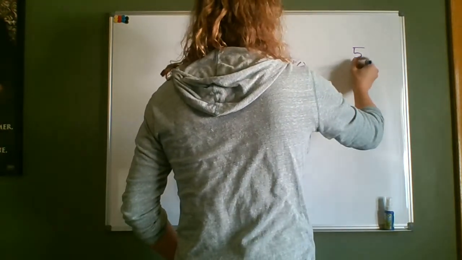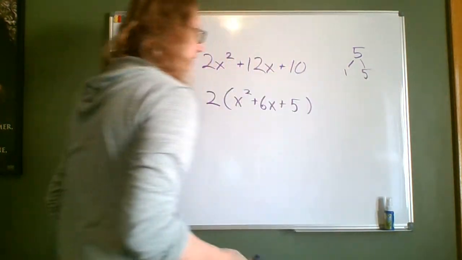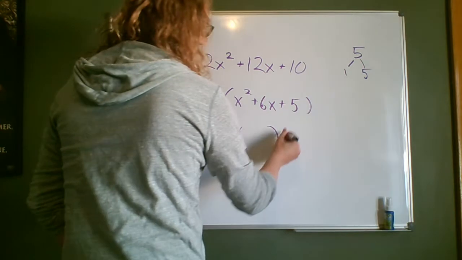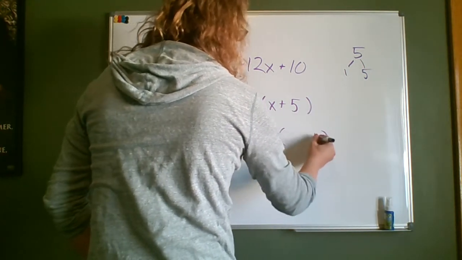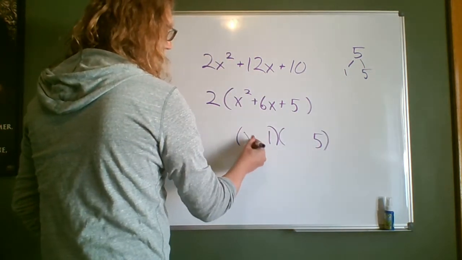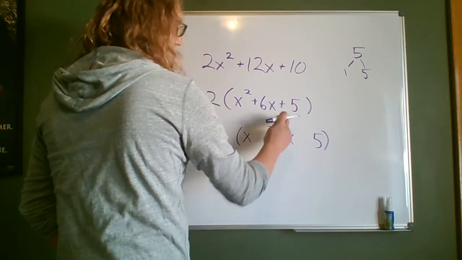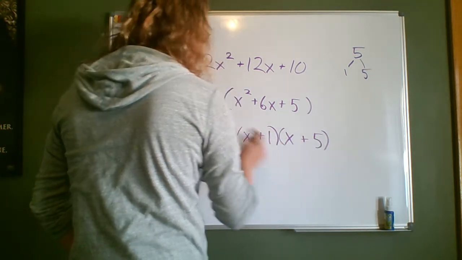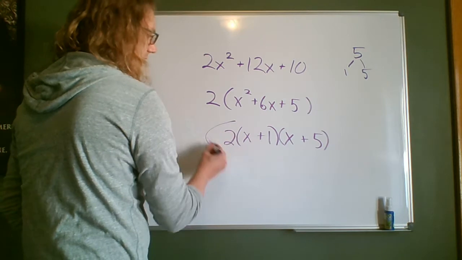Factors of 5, 1 and 5. So I know that I'm going to be dealing with a 1 and a 5. It's an x squared, so there'll be an x and an x, plus, plus, and everything's got to be positive. Don't forget the 2 out front.